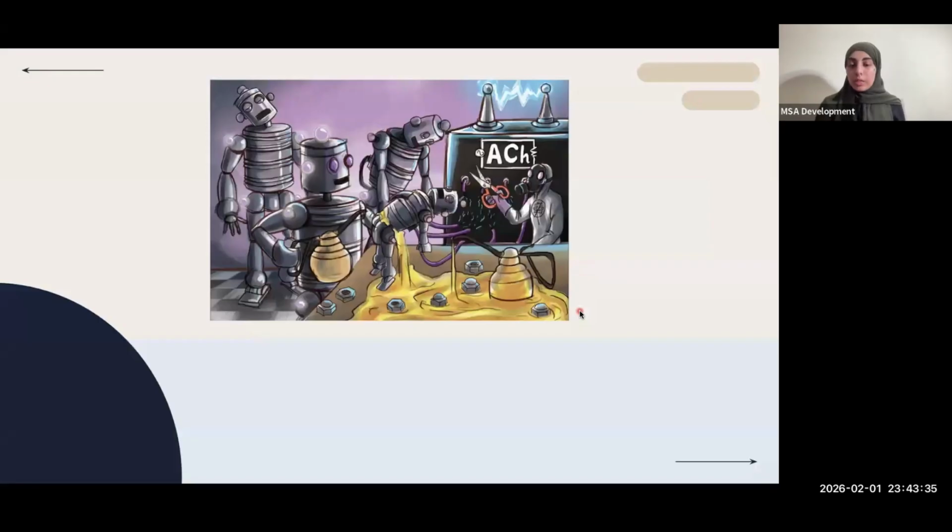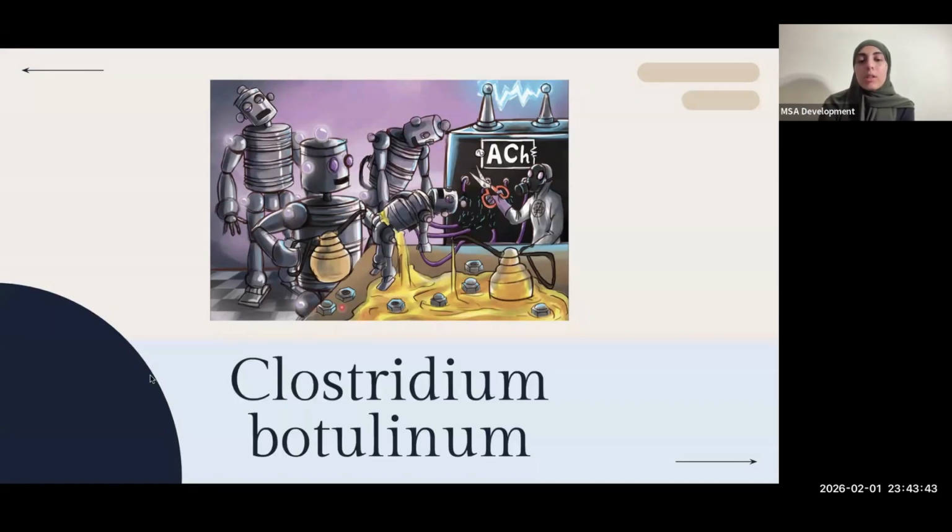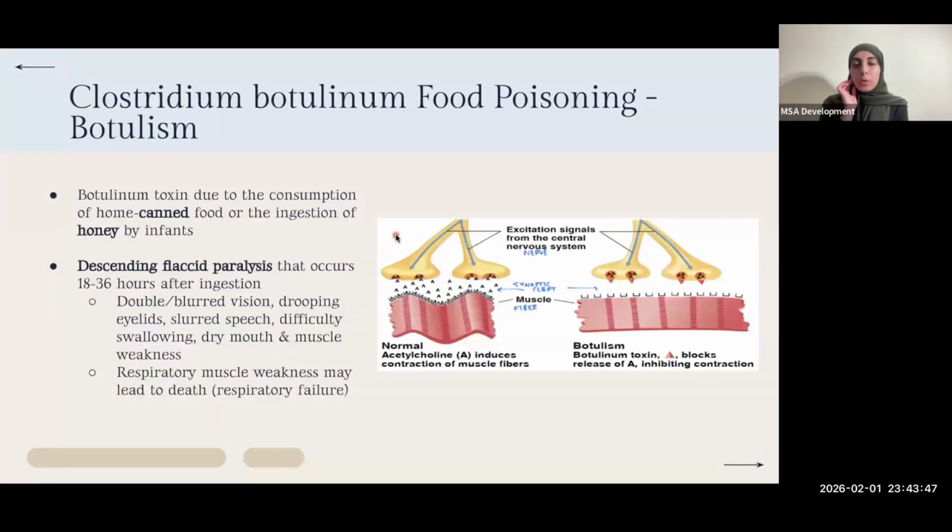Now, the next organism, again, did not have a picture, so this is a sketchy if anyone knows it. This is Clostridium botulinum. So food poisoning from Clostridium botulinum is called botulism. What causes this disease? It's the botulinum toxin.